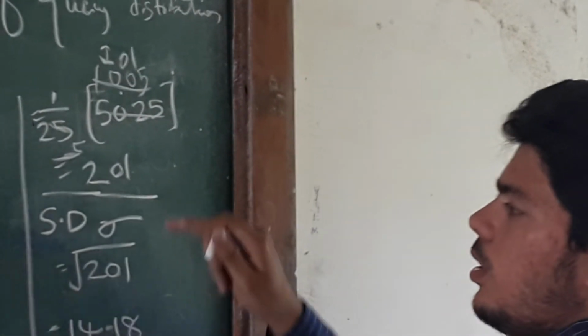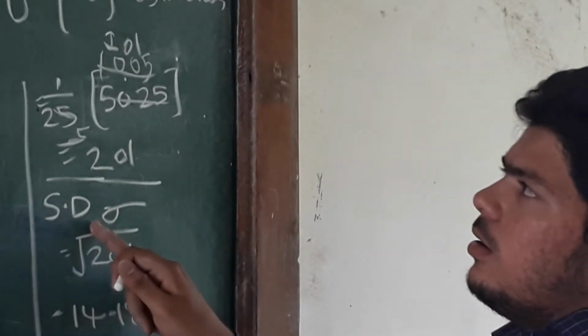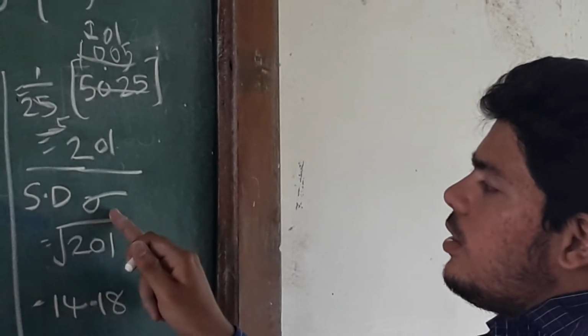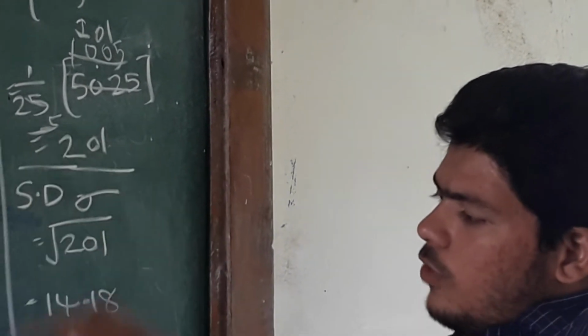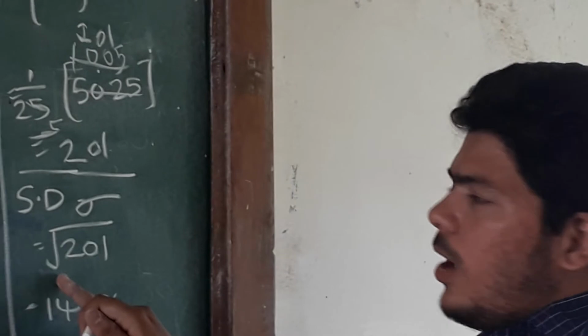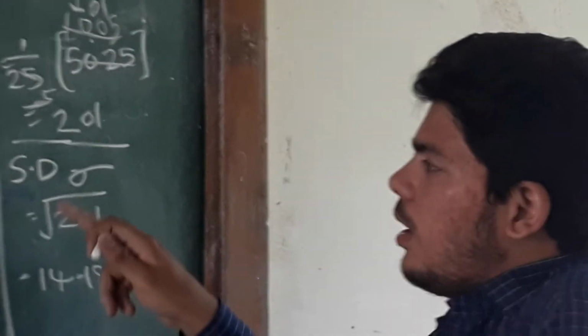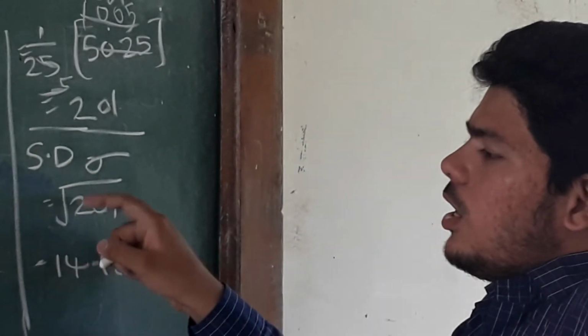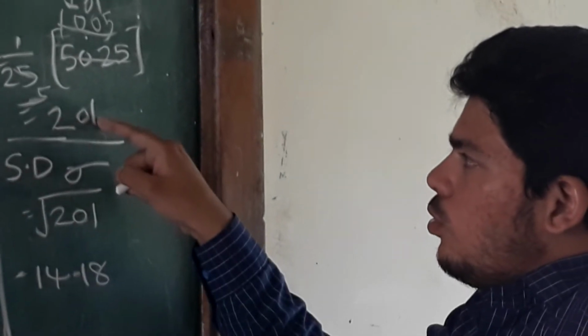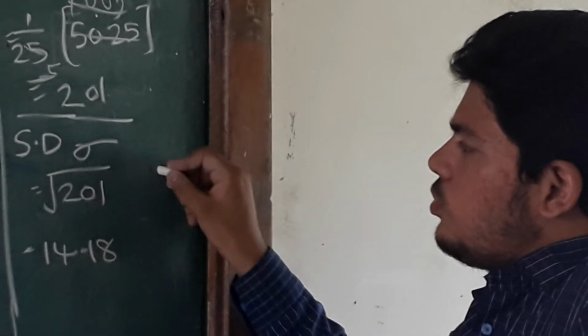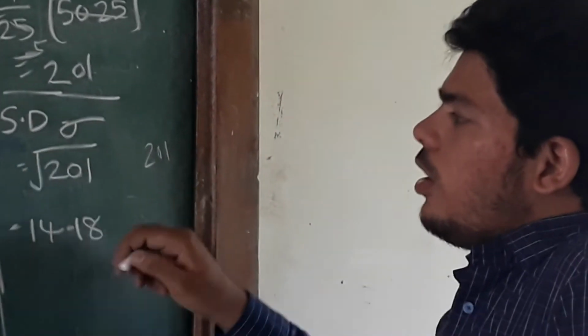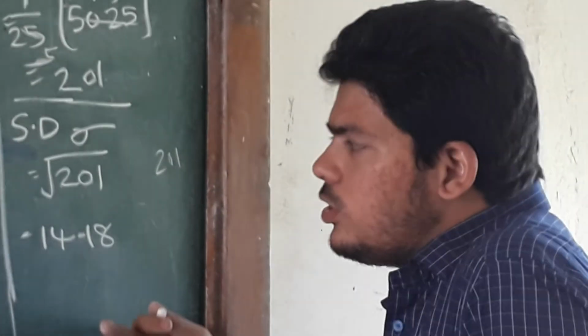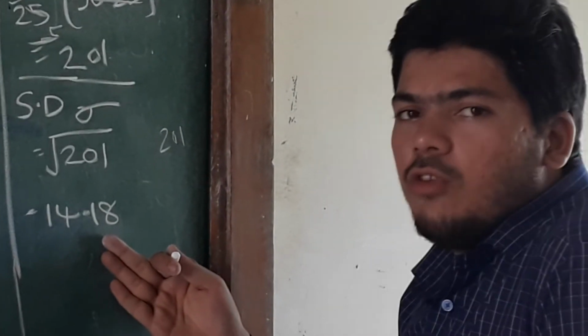Now lastly, standard deviation is nothing but the variance value we have got, that we have to put under root. This is only the basic formula. Standard deviation is the square root of variance. Root 201, just you do it with any method, or nearly it becomes, just you see, 14.18 will be the answer.